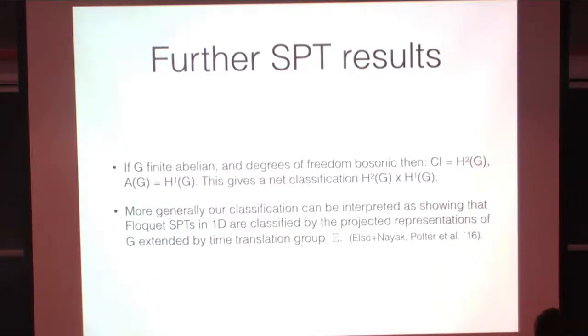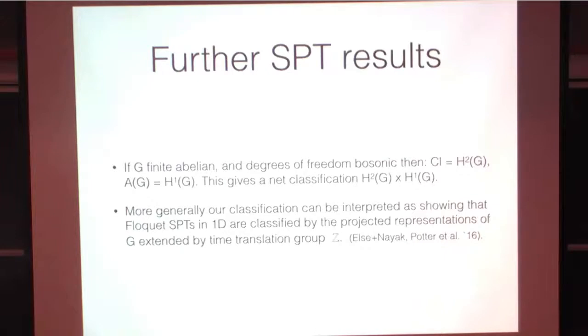Let me just comment on some further results. I'll say this very briefly. For bosonic theories with G abelian and finite, the classification has a nice structure. I won't explain what these mean. If you know this, you'll know it, and if you don't, I guess you won't.